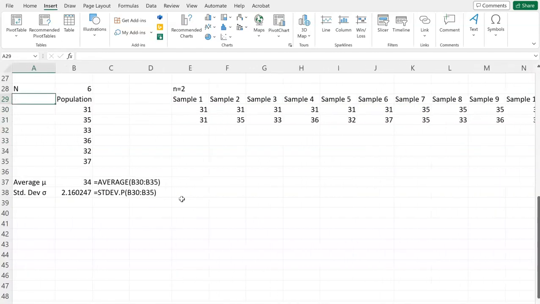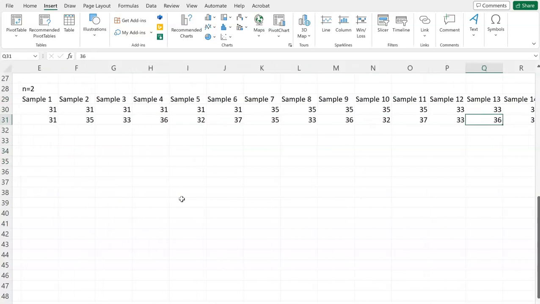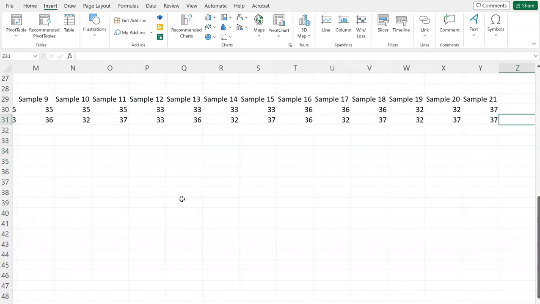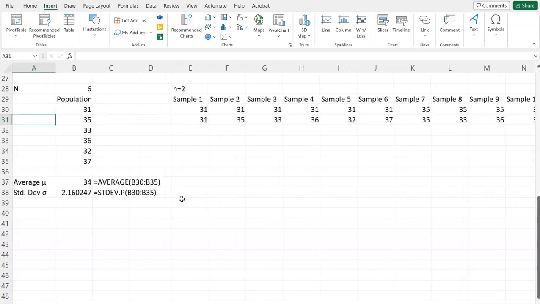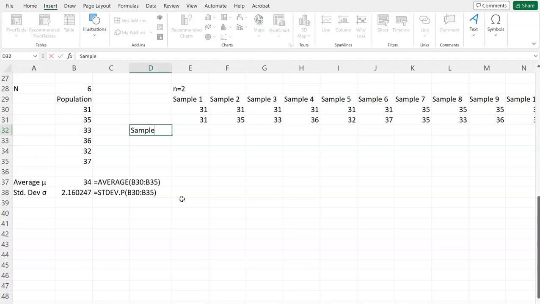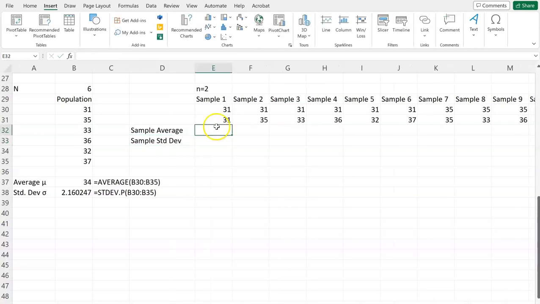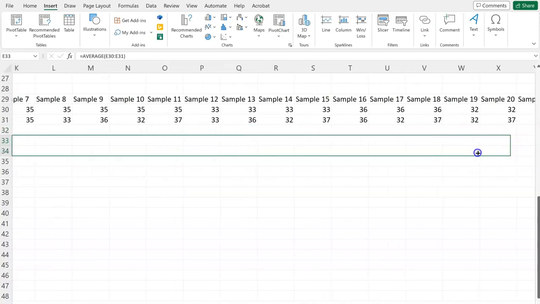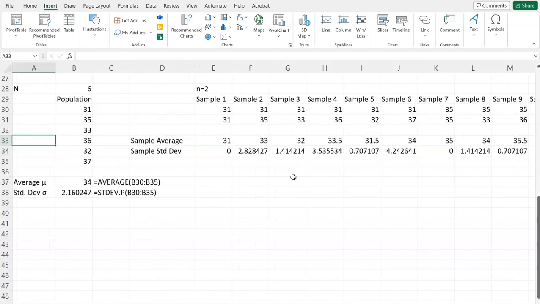I don't know which one I would get because, again, this population is unknown to me. So I don't know which sample I could get. I could get sample 1, I could get sample 7, I could get sample 20, 21, one of those. Now each of those has a sample average. So we can write sample average and sample standard deviation. Let's move this a little down so that there's some space between those two numbers. And then we can copy the formulas all the way down here, and we have different numbers.